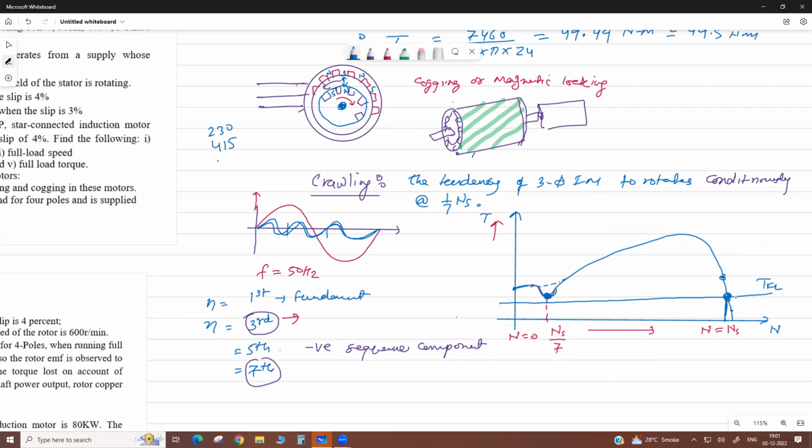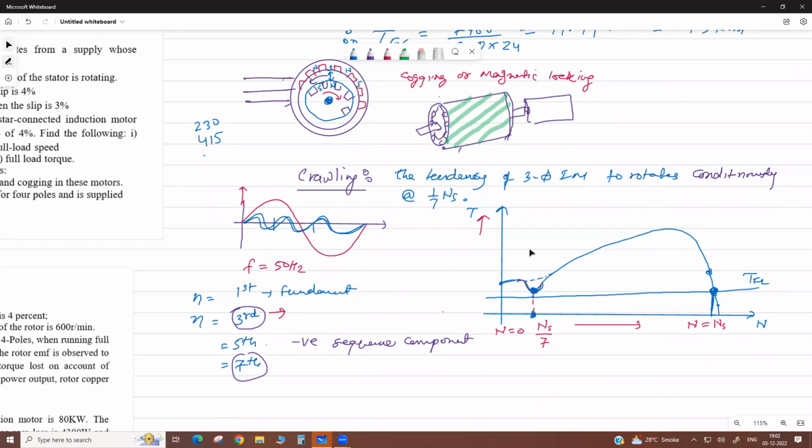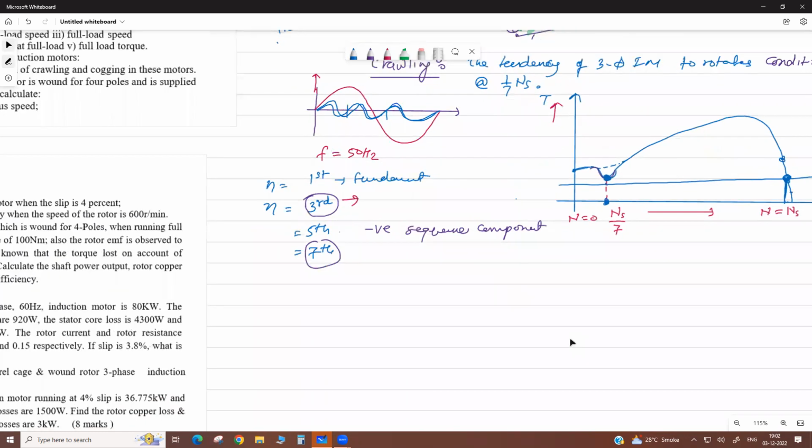This is your full load torque. But it rotates only here. It does not get this speed. That is called crawling. So due to the seventh harmonic component, there is a dip and the motor will rotate continuously at 1/7 of synchronous speed. That is called crawling. Got it? Already the notes are put in the group. Okay, go through this. Okay, dear, understand?